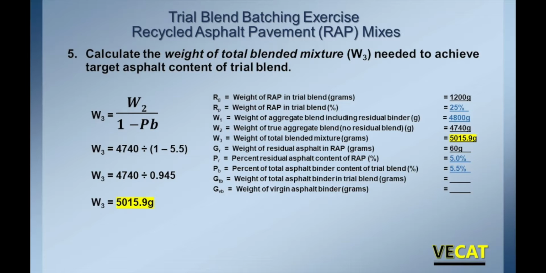So next, if there's a tricky part, it's this part. We've got to calculate the total weight of the total blended mixture needed to achieve our target asphalt content of the trial blend.